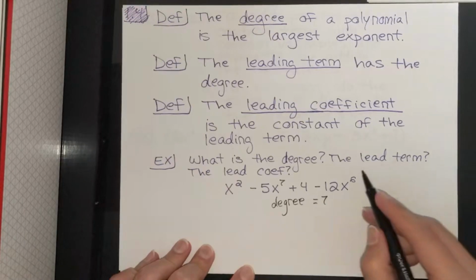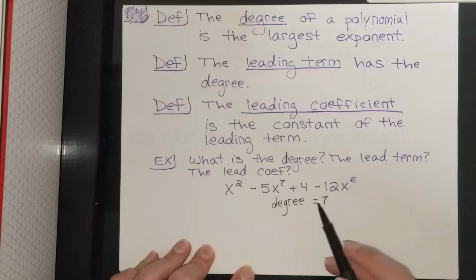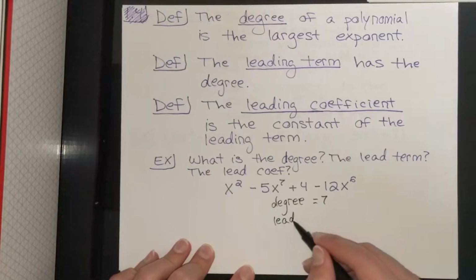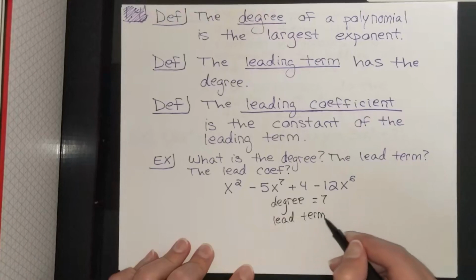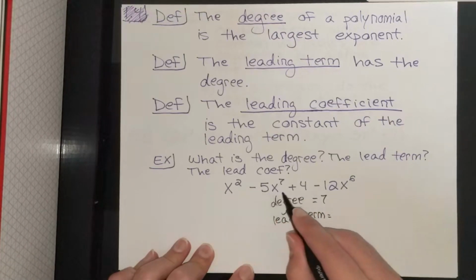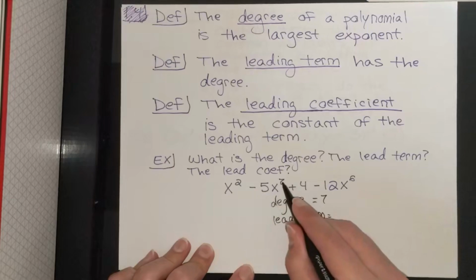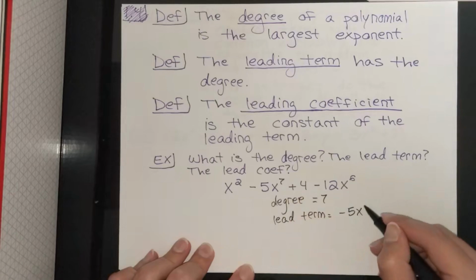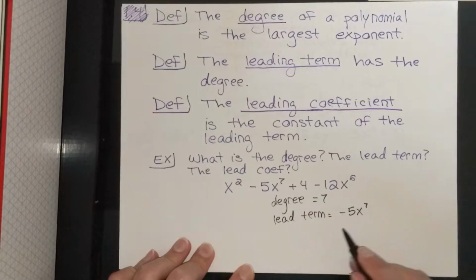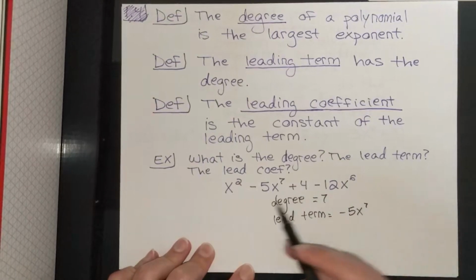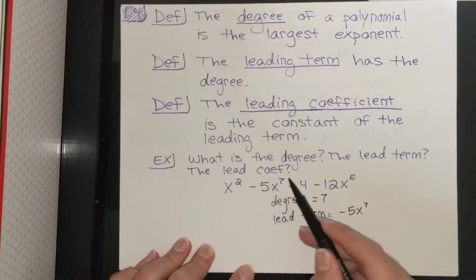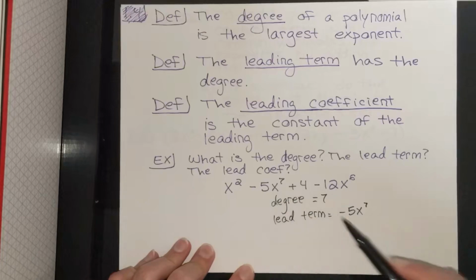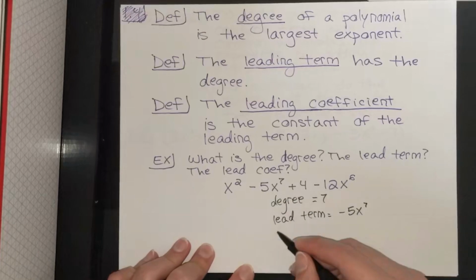From there, the lead term is the term that contains the degree. So the lead term is this entire thing that has that x to the 7th. So negative 5x to the 7th is the lead term. And finally, from there, the lead coefficient is the constant in front of that x value on the lead term. So it's the negative 5.